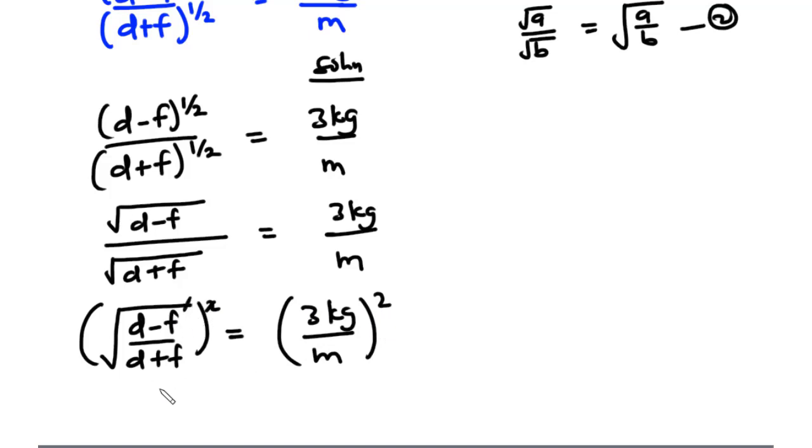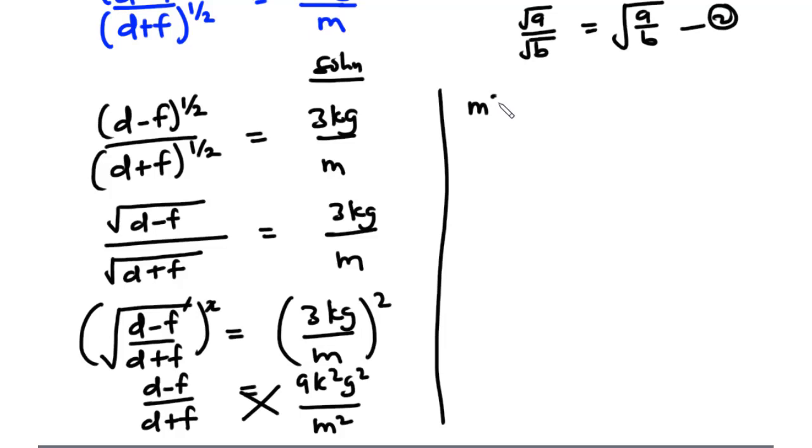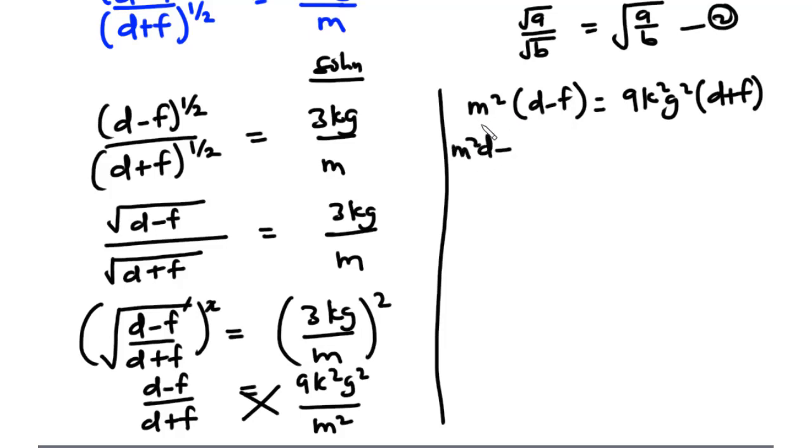So the square cancels the square root, and then we have d minus f divided by d plus f equals 9k squared g squared divided by m squared. So next we are going to cross multiply. So we are going to have m squared multiplying d minus f, and then we have equal to 9k squared g squared multiplying d plus f. That is for this. Now let's multiply across. So we have m squared times d, so that is m squared d, and then we also have m squared times f, so we have m squared f equals, we have 9k squared g squared times d plus 9k squared g squared times f.